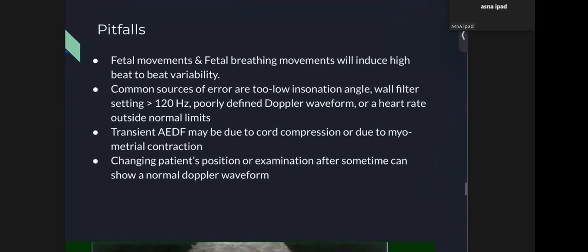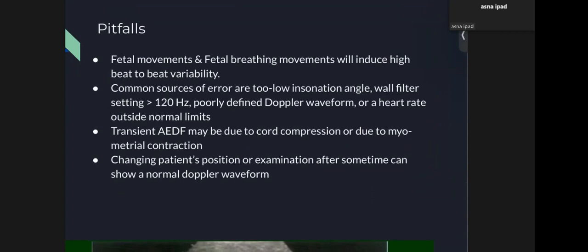The pitfalls. Fetal movements and fetal breathing will induce a high beat-to-beat variability. Common sources of error are too low an inclination angle, higher wall filter, poorly defined waveform, or heart rate outside normal limits. Transient absent end diastolic flow may be due to cord compression or due to myometrial contractions. Changing the patient's position or examination after some time can show a normal Doppler.